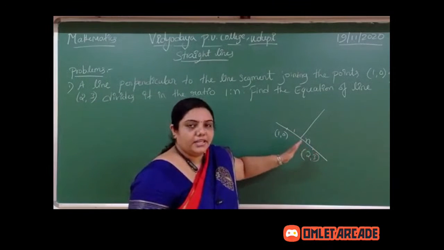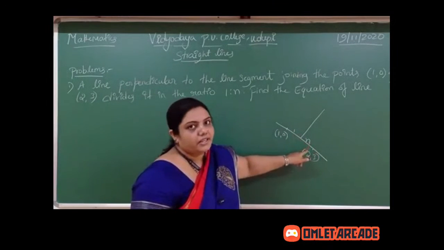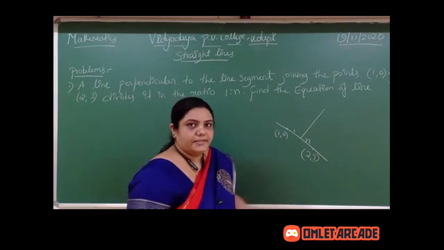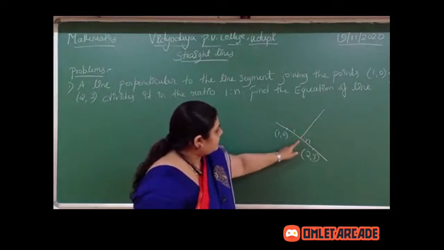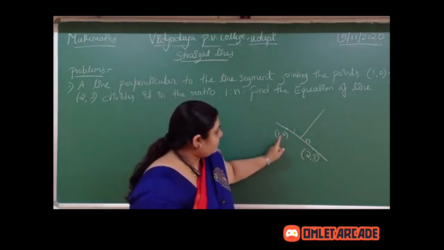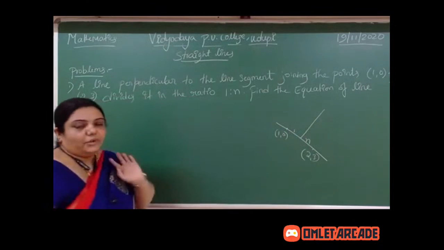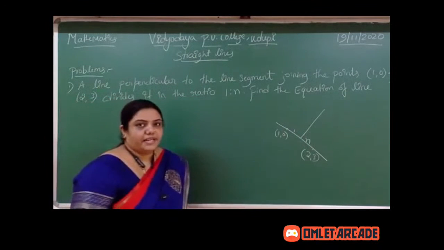It can be internally or externally, depending on the n value. If n is positive, it is internally. If n is negative, it may be externally. It is not mentioned, so let me take a rough picture. This line is dividing the line segment joining (1, 0) and (2, 3) in 1:n ratio. Then find the equation of line.